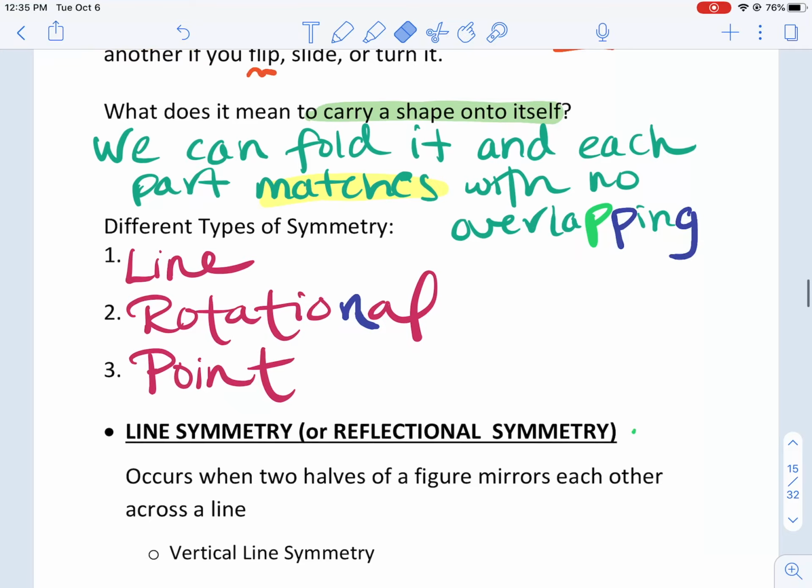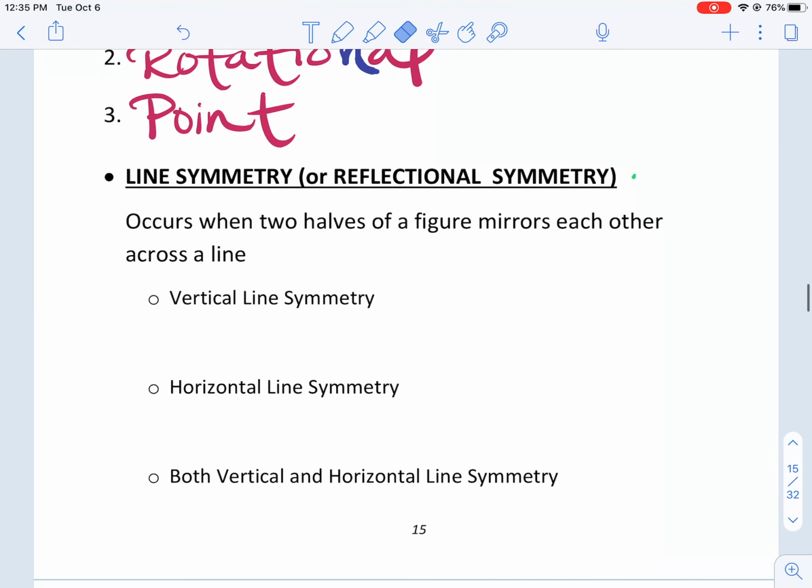Just kidding. All right, now today we're just going to talk a little bit about line symmetry.